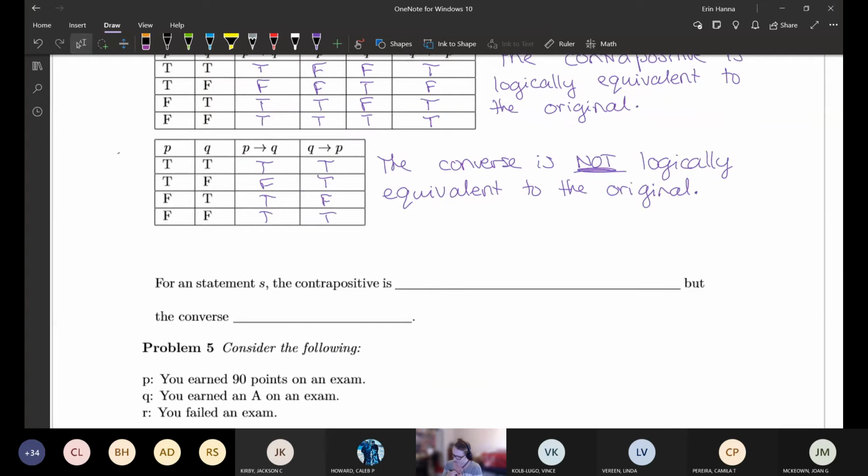I think this is saying exactly what I wrote down for statement S. Now this statement S can be anything. What we were focusing on in the top ones was P implies Q. That P and that Q could be more complicated. It could be some P or Q implies R or something like that. So saying a statement S is just a way to say it's absolutely any statement you can think of which has an implication in it. So for a statement S, the contrapositive is logically equivalent, but the converse is not. So I kind of already said that.